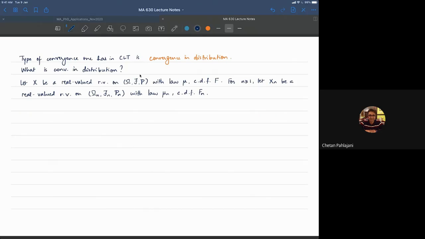One of the things that should just leap out at you right now is that I'm allowing the possibility that x is defined on the probability space (omega, F, P), x1 is defined on the probability space (omega 1, F1, P1), x2 is defined on the probability space (omega 2, F2, P2), and so on. In general, xn is defined on the probability space (omega n, Fn, Pn). In other words, it may be that not all random variables are defined on the same probability space.